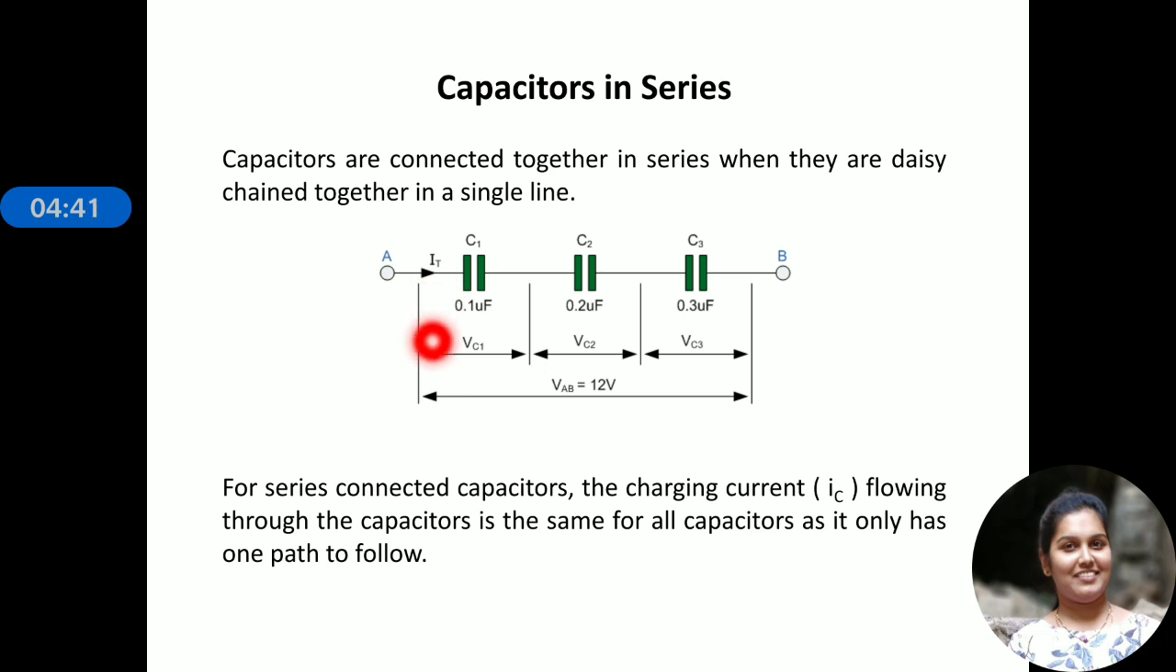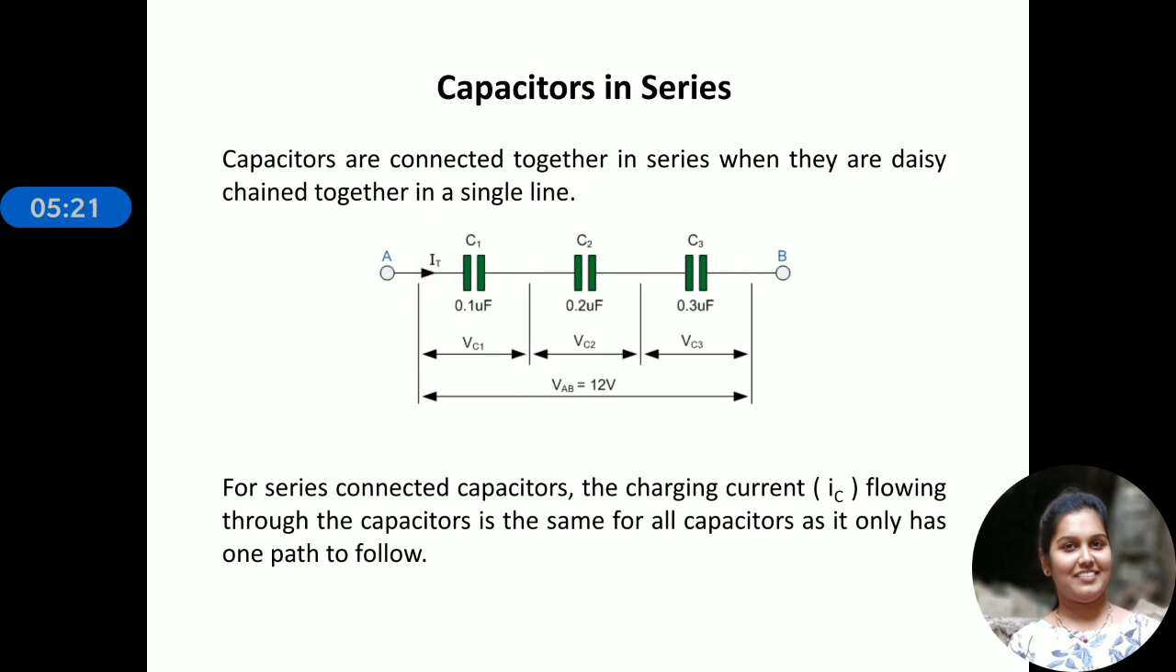So what we can write is that the total current IT is the current flowing in C1, the current flowing in C2 and the current flowing in C3. So IT is the same as I1, which is equal to I2, which is equal to I3. So all the capacitor currents are the same when the capacitors are connected in series.